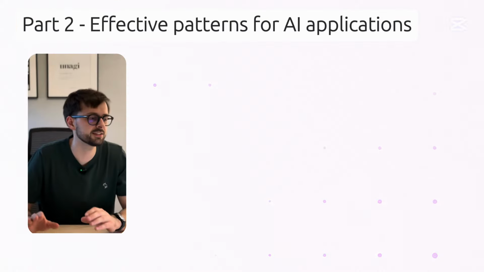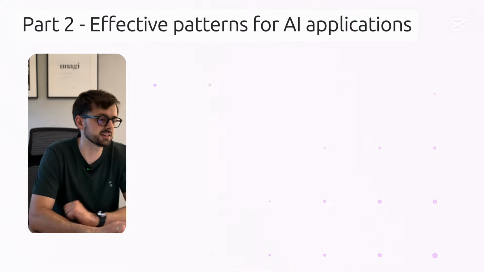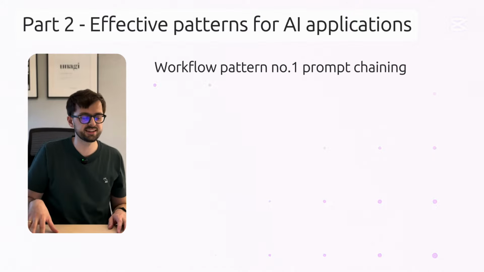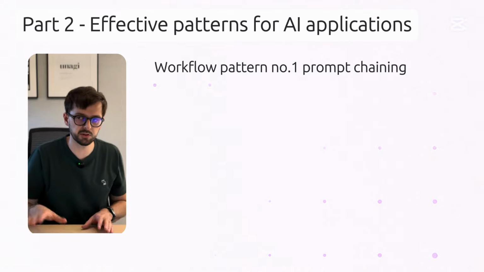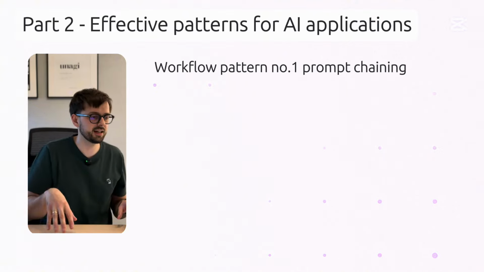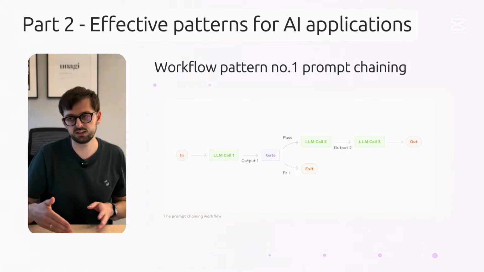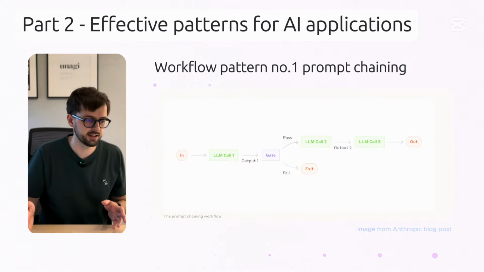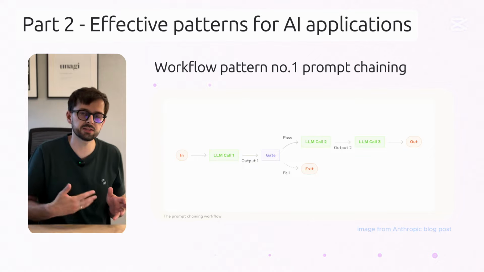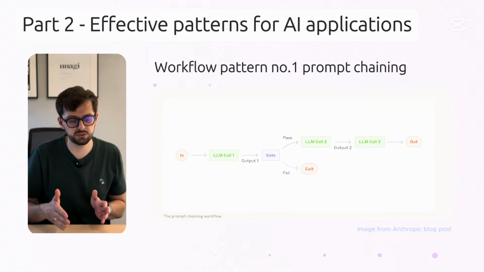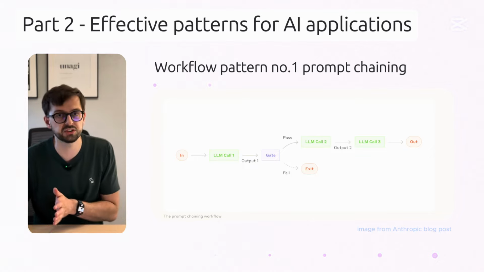Okay, so the first pattern is prompt chaining. Basically it's the purest form of AI workflow you can use. And the idea is quite simple. You break down the process into a sequence of steps, and it works because an LLM performs really well if you give it a really precise, easy to accomplish task.